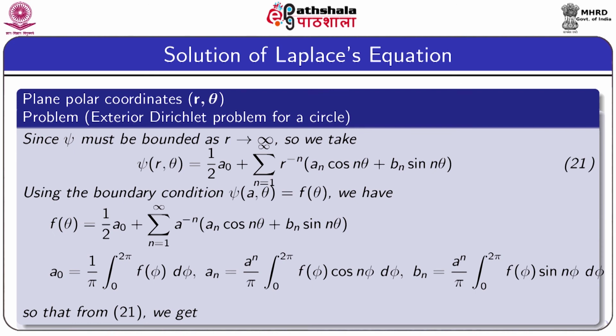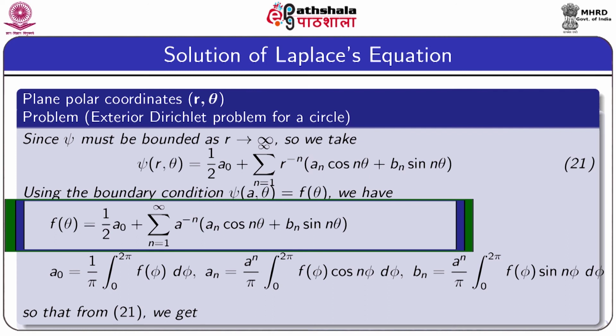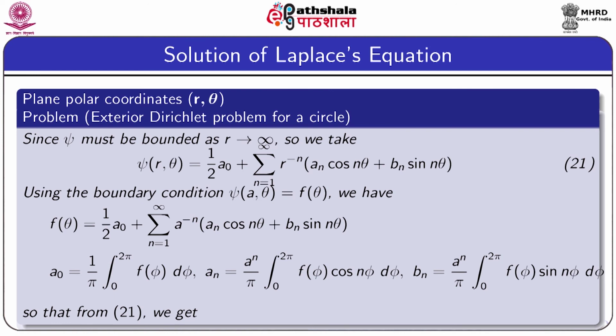Now, there is a difference between an interior Dirichlet problem and an exterior Dirichlet problem. In case of the exterior Dirichlet problem, we have to drop the term r to the power n because that term is not bounded as r going to infinity. So, the solution is of the form which is written in equation number 20, and in the solution you can see that the term r to the power minus n is present because this term is bounded as r going to infinity. Now, if we use the boundary condition psi(a, theta) equals f(theta), we get f(theta) equals half a_0 plus sum n equals 1 to infinity a to the power minus n (a_n cos n theta plus b_n sin n theta), and using the Fourier series we can obtain the values of a_n, b_n, which are written here.